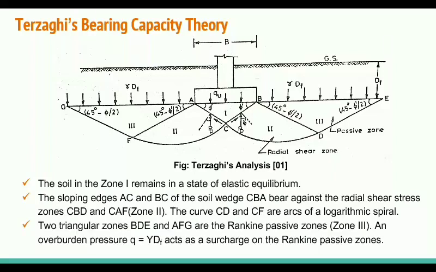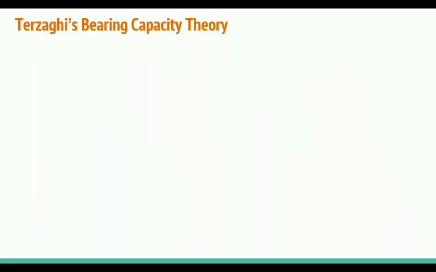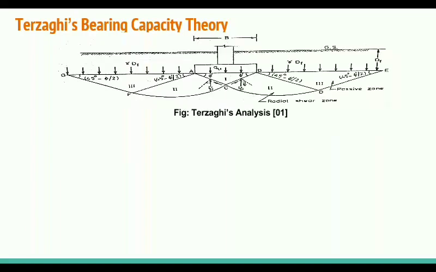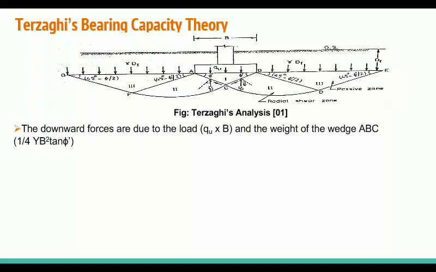Arc of logarithm, already I told you. The two trigonometric zones BDF and FG are the Rankine passive zone, zone 3. So when will we say the failure has occurred?